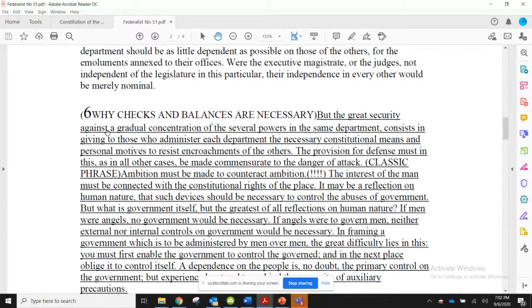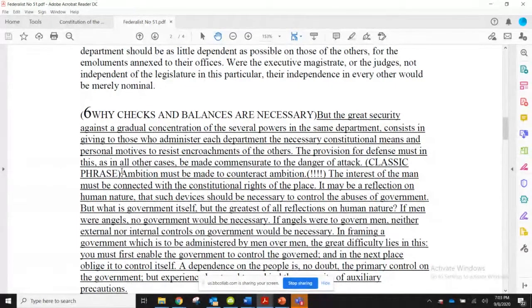Madison continues. The provision for defense must, in this, as in all other cases, be made commensurate to the danger of the attack. You see me here saying a classic phrase. Let me say it this way. This not only is going to be on your test, but you'll probably find this throughout the semester. This is going to be in the final exam.